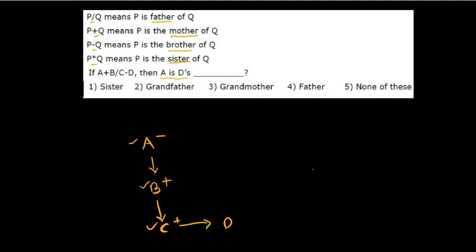So we can see here, this is the generation gap. This is the first generation, second generation and the third generation. So there is a gap of one here, one here, and A is female. So she is a grandmother. She is a grandmother of D. Now let's move to the next problem.